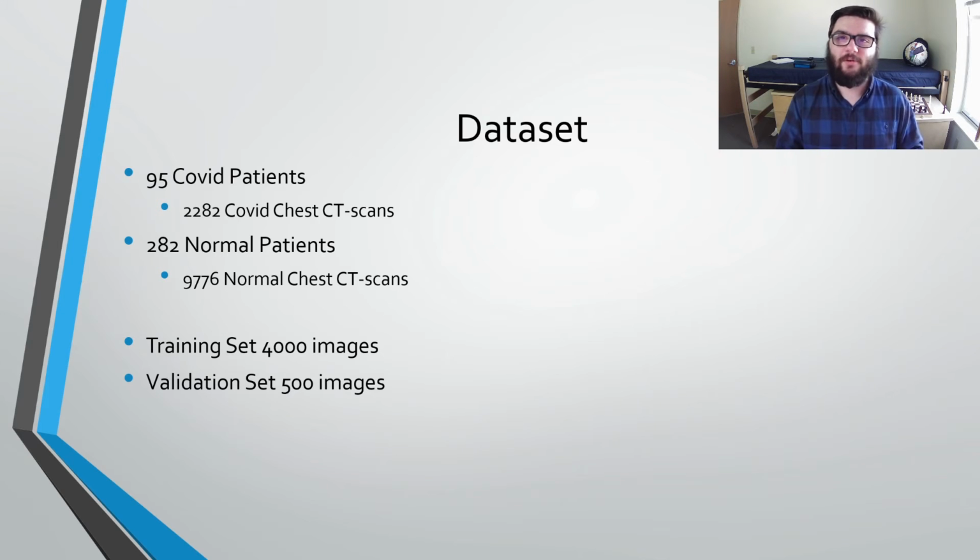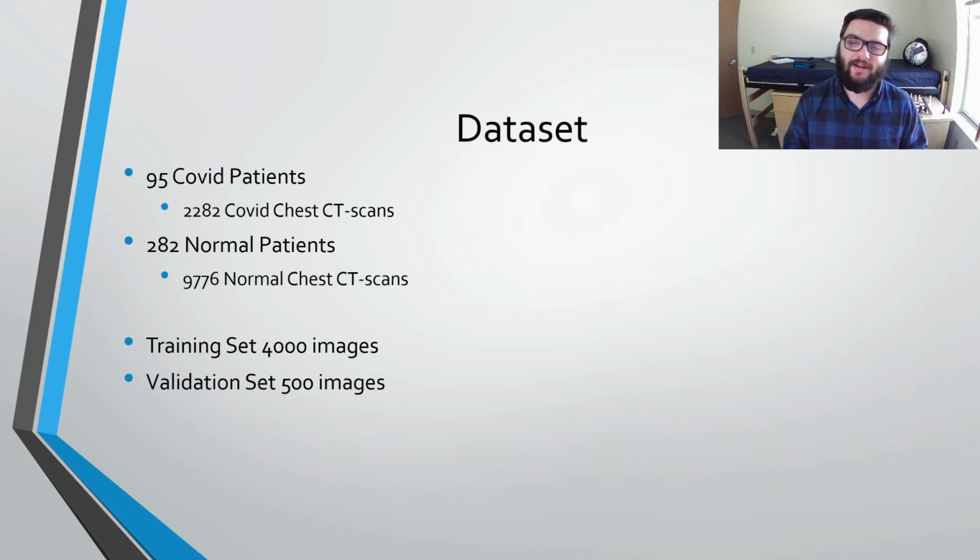And as with any supervised learning algorithm, the first step is to find a good labeled data set. And we found one that consisted of 2,282 COVID chest CT scan images and 9,776 normal chest CT scan images. We then split those images into two subsets.